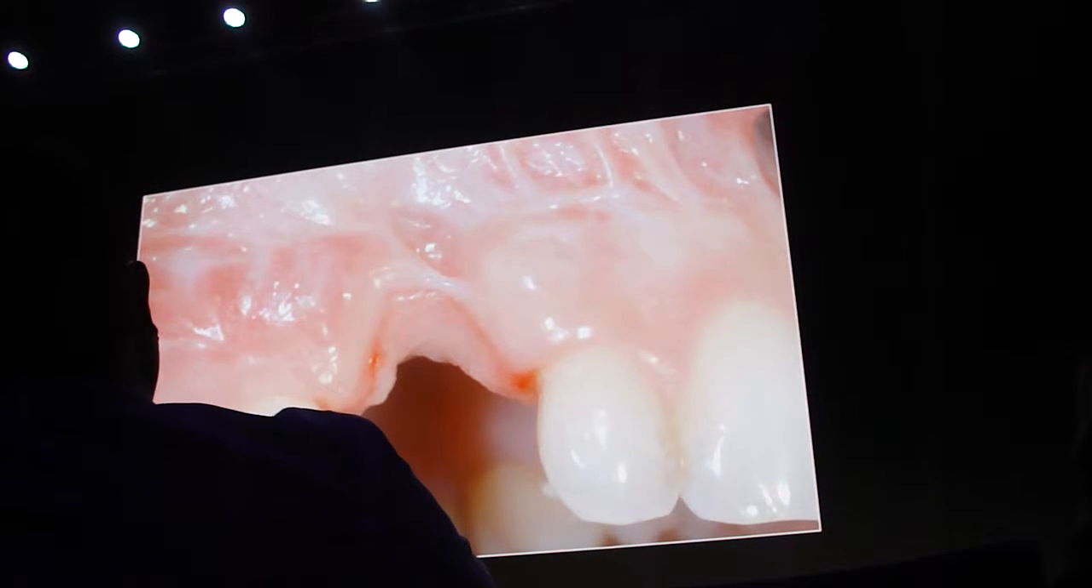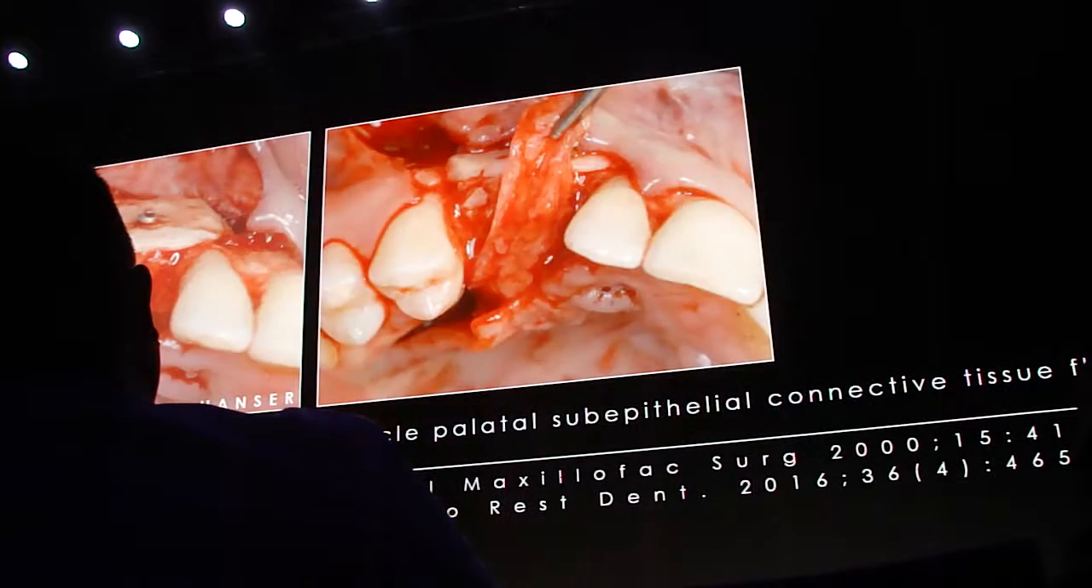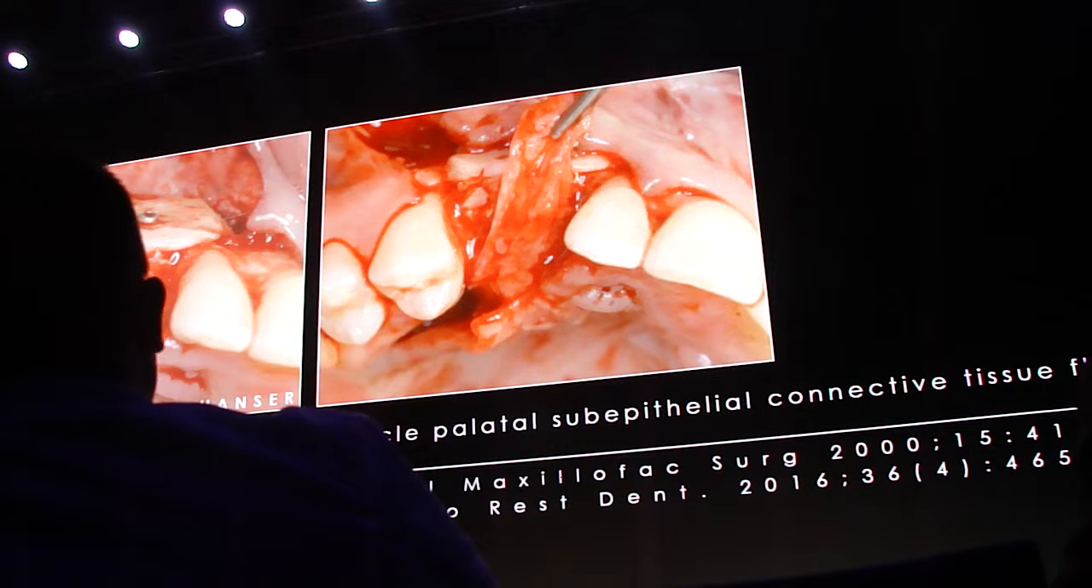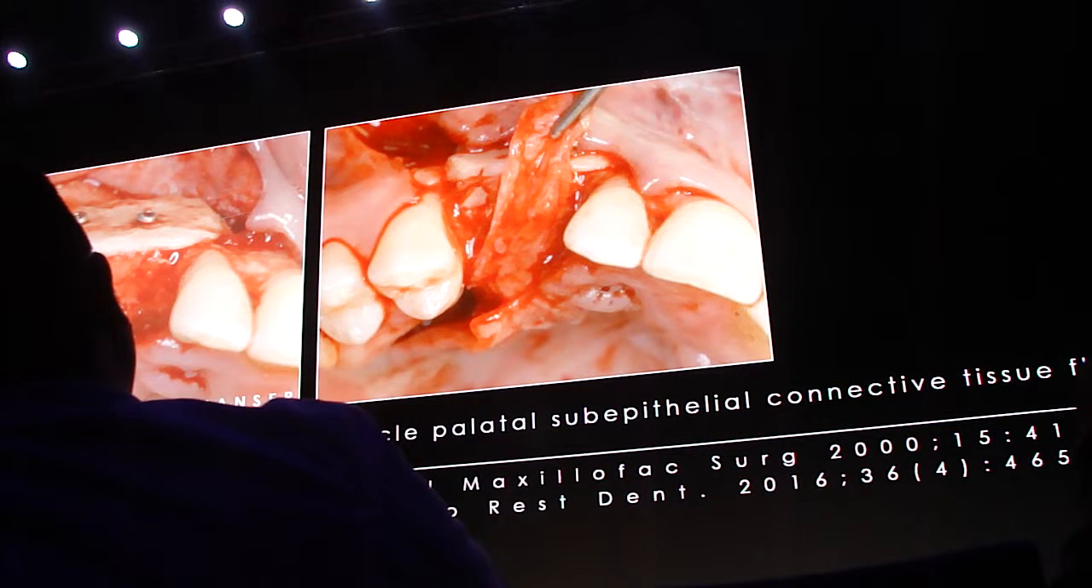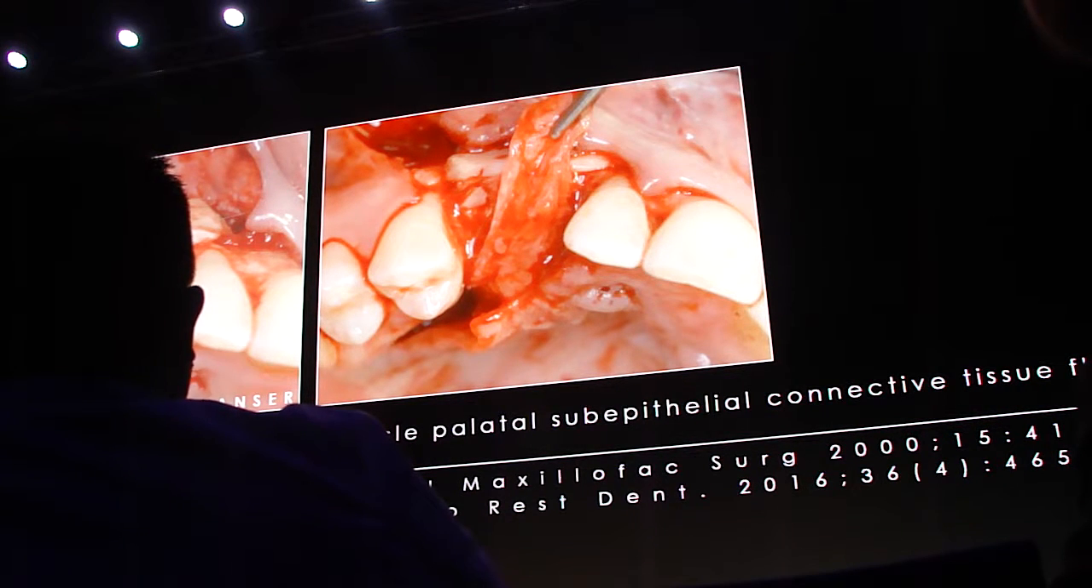But what if we have tissue missing in 3 dimensions? What if we have missing tissue vertically and horizontally? Well, in those indications, we like to combine hard and soft tissue grafting using the biological concept with thin bone membranes and bone chips, but combine it with the so-called subepithelial connective tissue flap from the palate.